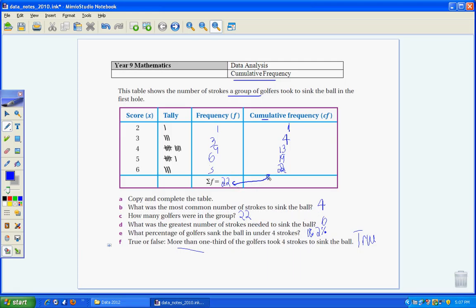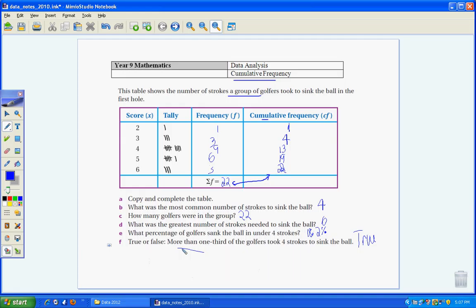22 golfers in the group, as we said. What was the greatest number of strokes needed? So obviously 6 is the highest score. Percentage of golfers that sank the ball in under 4 strokes. So what we need to do in under 4 strokes is say we had 4 all up, because with our cumulative frequency there is 4, and so 4 out of the 22 is 18.2%.